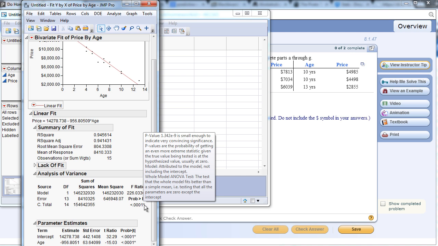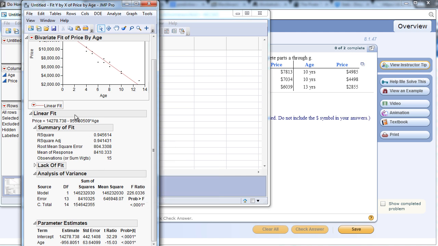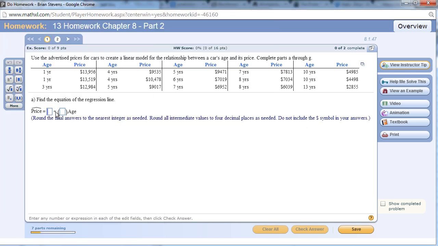So let's go ahead and do this problem now that we have kind of figured it out. We're going to take this regression equation right here and just copy paste the first few numbers. And the other number is 957. Rounds up. And make sure to put your negative right there.